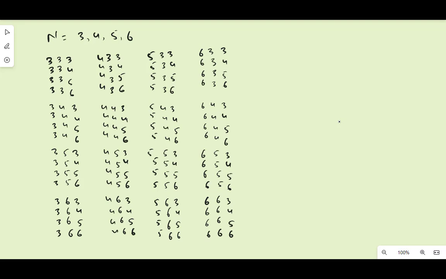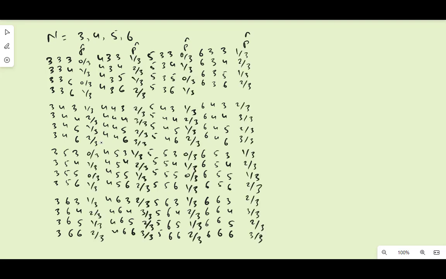Now we have to find out the sample proportion for each and every sample. So the sample proportion for even numbers will be 0 by 3, 1 by 3, 0 by 3, 1 by 3. Similarly, 1 by 3, 2 by 3, 1 by 3, 2 by 3. This is 2 by 3 because here there are 2 even numbers out of these 3 numbers. Similarly, calculating all sample proportions, we get this.